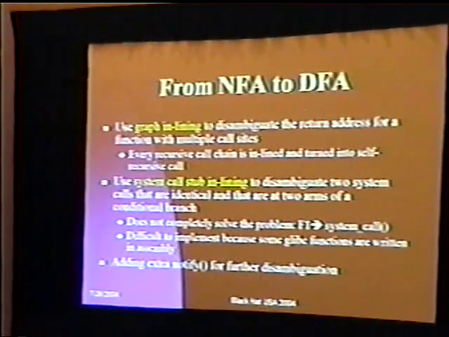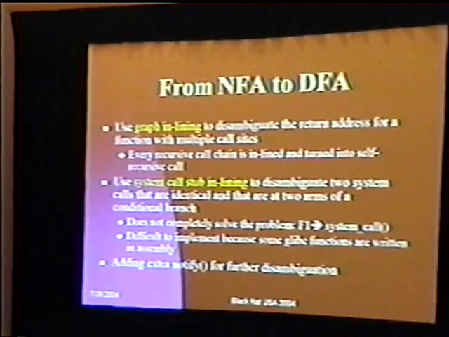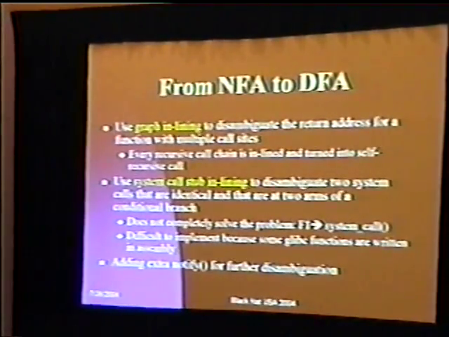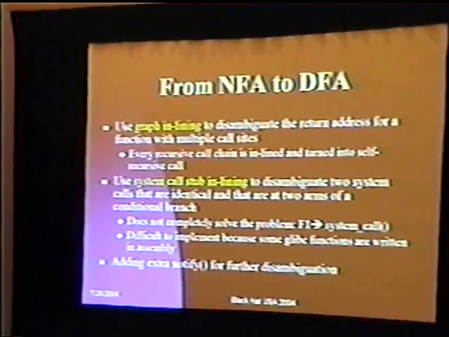So the technical problem is really about how do we convert an NFA into a DFA. Without boring you with all the details, what we basically do is the following two things. We use graph inlining to disambiguate the return address for functions with multiple call sites, and every recursive call chain is inlined and turned into a self-recursive call. And then another step that we need to do is system call stop inlining, so that we can disambiguate two identical system calls that are in two arms of a conditional branch.